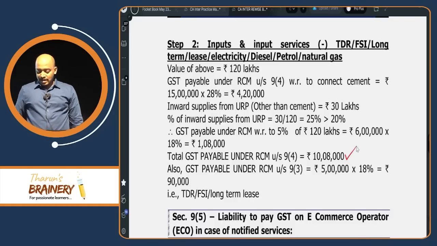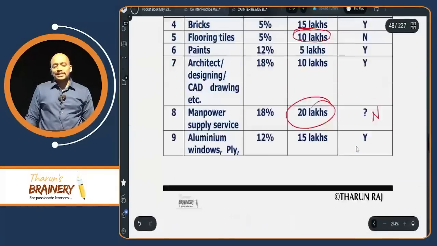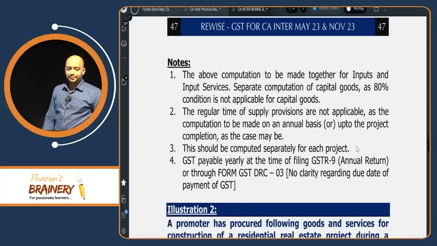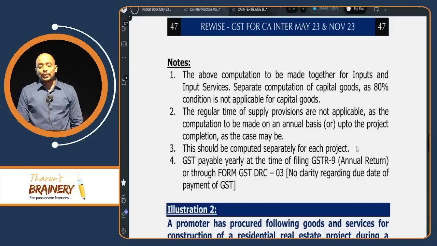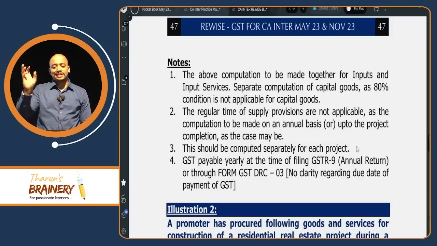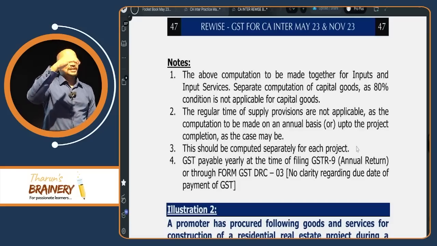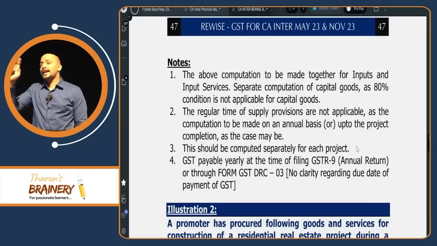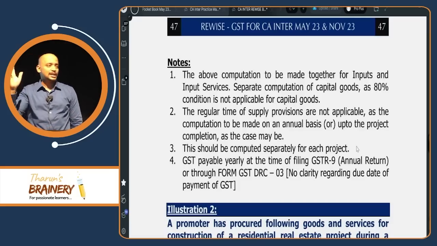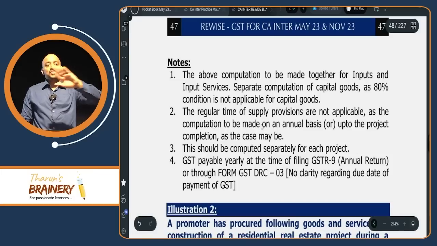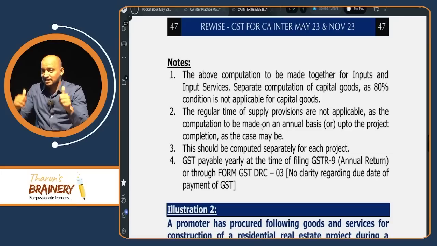Okay. Then there are some more points related to 9.4. See these notes in page number 47. The above computation is to be made together for inputs and input services, and separate computation for capital goods, correct? That's why in step number 1 we did capital goods separately, because that 80% point is not applicable for capital goods. And the regular time of supply provisions are not applicable, meaning when we need to pay GST.